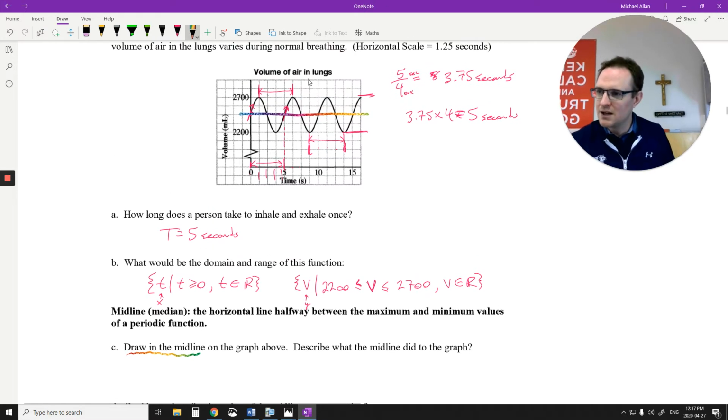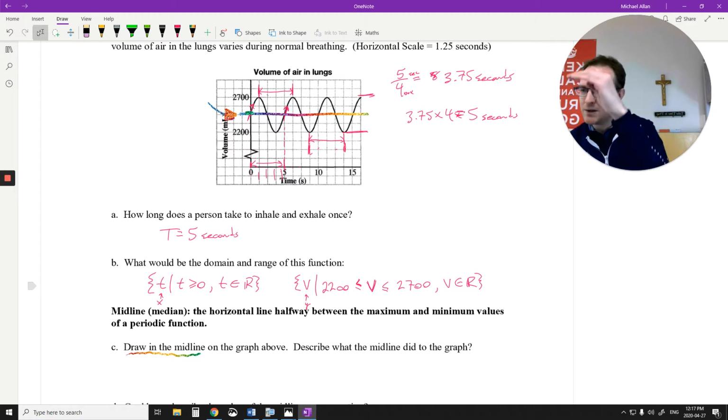So since I drew the line, you notice that it crosses the y-axis. I just have to determine where does it cross the y-axis. So right there, if I were to do the math, then that's halfway between 2700 and 2200.